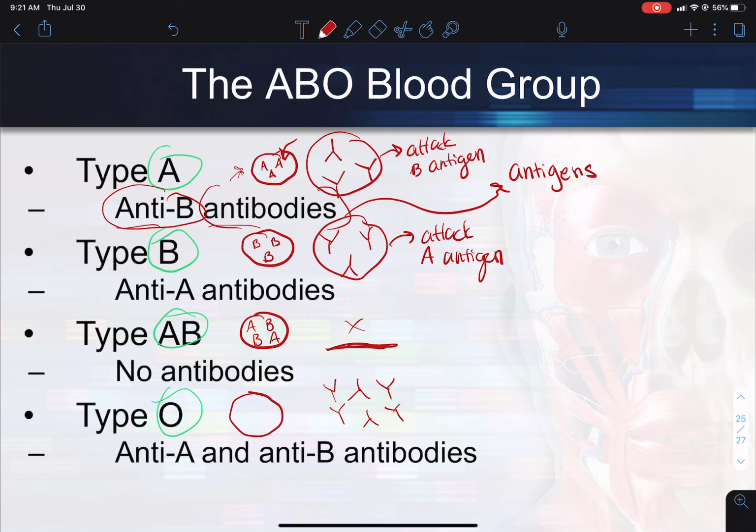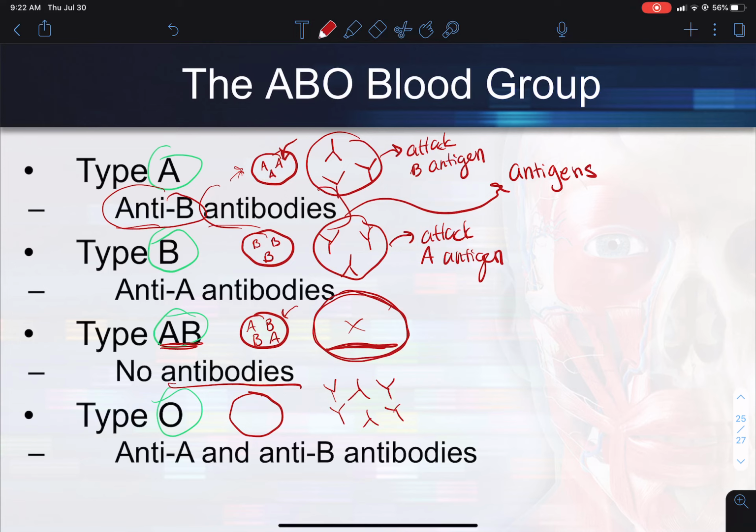So why does type AB blood not have any anti-antibodies? Well, because it has both A and B antigens. So if we made any antibodies that were trying to attack A or B antigens, then we would die. So we don't have any anti-antibodies in the plasma of type AB blood.